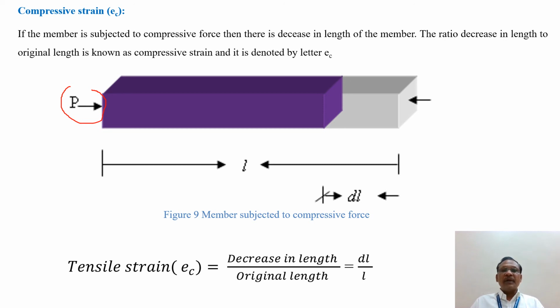So this is the member which is subjected to the compressive force. This is the total length of the member up to this point. Then due to this compressive force, the member gets compressed and this P force is transferred here. So this is the P force. So what happens here? There is a decrease in the length of the member up to this one. This decrease in the length is denoted by the letter delta L, and the original length is L. If you take this ratio delta L by L, then you will get the compressive strain.